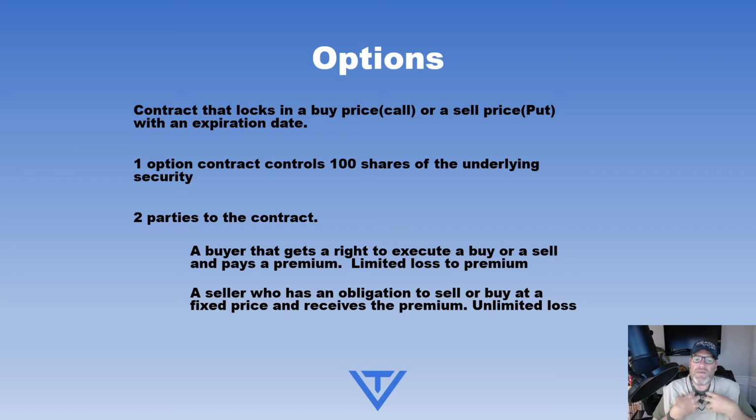Well, me being the seller, since I'm going to have an obligation to sell you those 100 shares at that fixed price of 300, I want to receive some value. So I'm going to receive a premium that I'm going to charge you. Now that premium might be $2 a share I might charge you. Well, remember every contract controls 100, so it's in hundreds. So that $2 is actually going to cost you $200 for that contract.